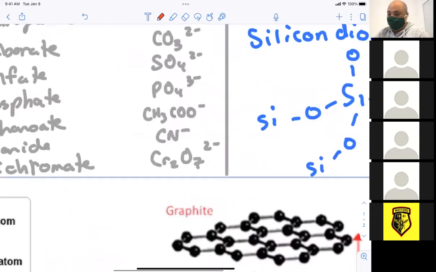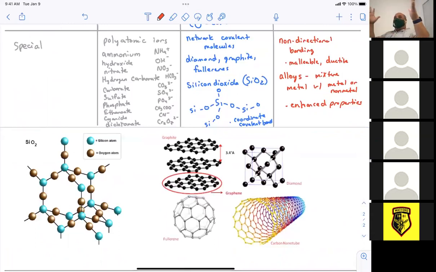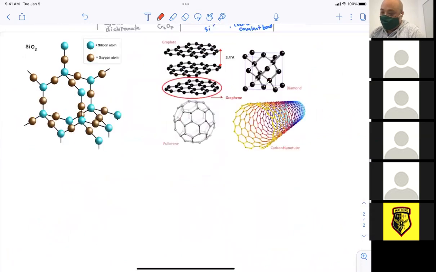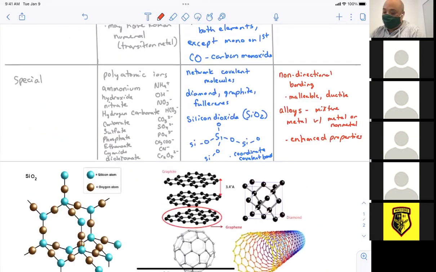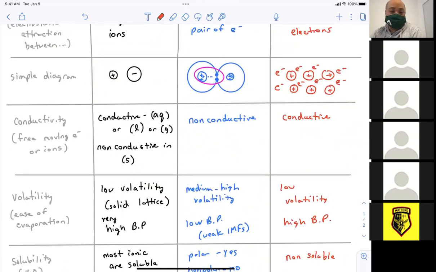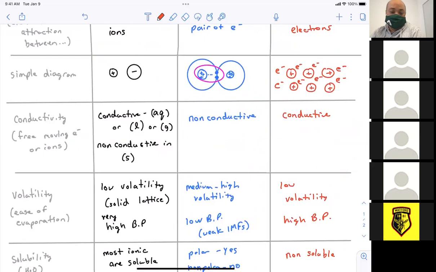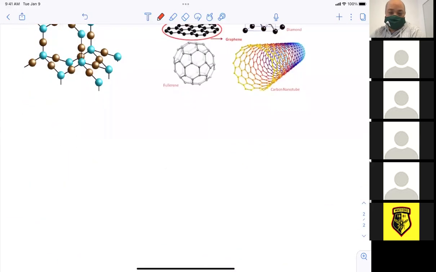Cr2O7 2 minus. Yeah. Okay. You can go back to normal page vertical now. Okay. All right. Just one last check. Any questions on anything I wrote in this table of comparing and contrasting? Okay.